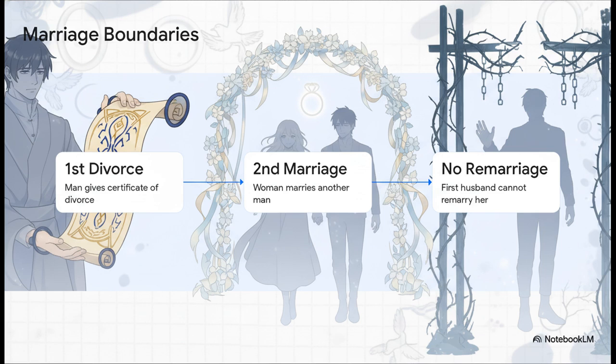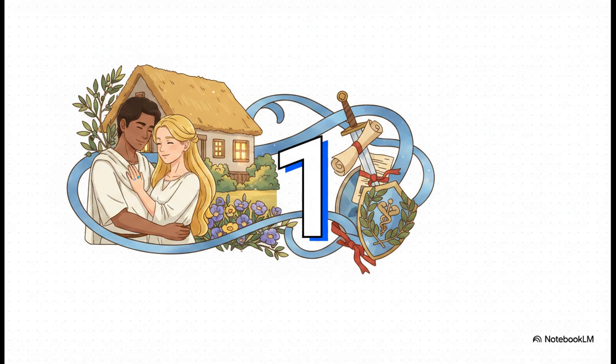And the simple meaning here is that this prevents the degradation of marriage. It ensures the institution isn't treated casually or just used for manipulation. Then we get to verse 5, which offers just a beautiful law regarding newly formed families.